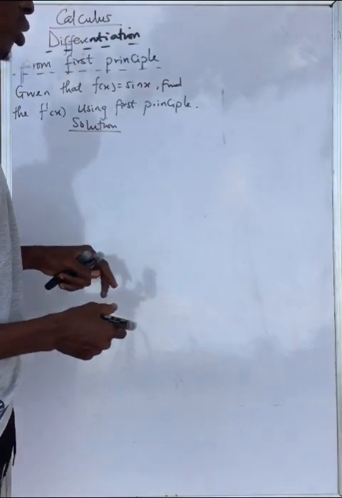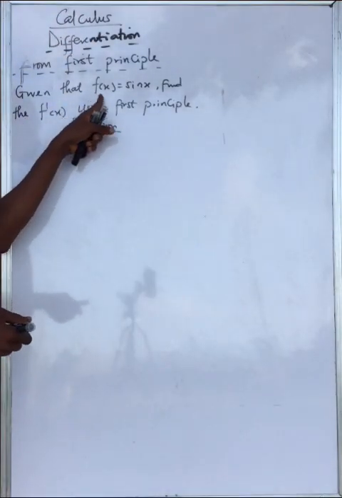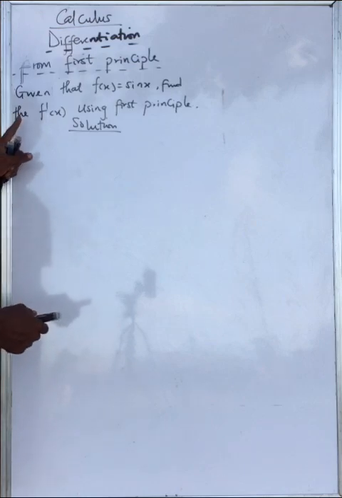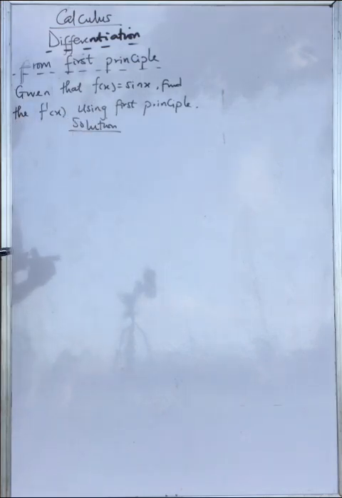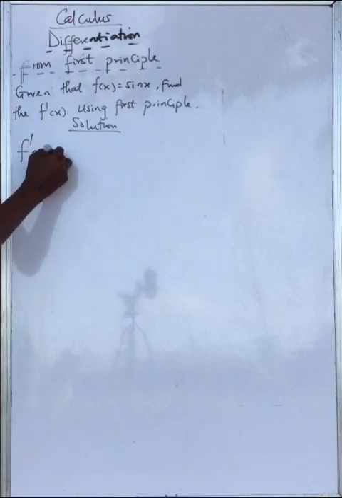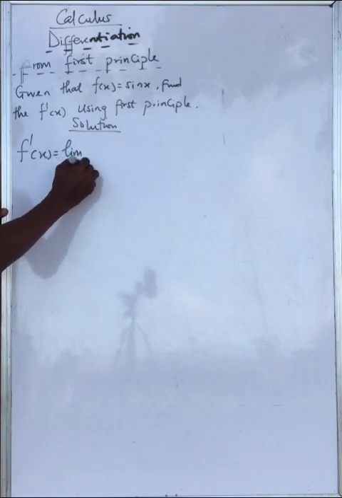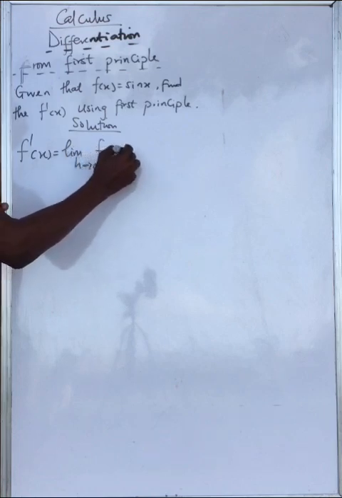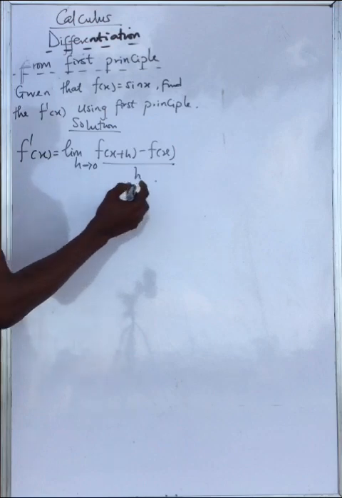So we have a question on the board here in which we are asked to find, if f of x is equal to sine x, the f prime of x using first principle. Now always remember that the f prime of x using first principle is the limit where h tends to 0 of f of x plus h minus f of x, all over h itself.